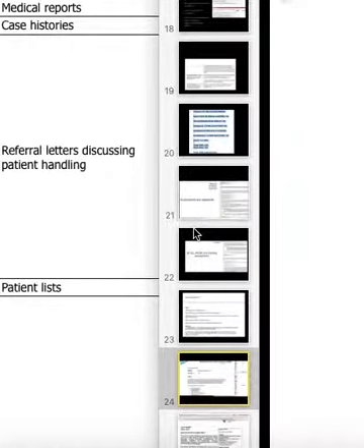Reports and case histories are not relevant for trauma orthopedic applications. For referral letters discussing patient handling, you would ideally need a couple of letters, two from yourself to someone else, maybe a tertiary center, explaining the case details and asking for an opinion, and you can add two further letters from other subspecialties to you, informing you about a patient, for example.